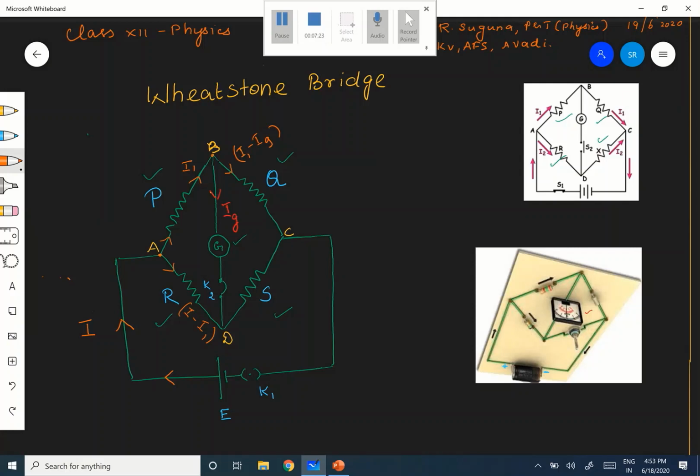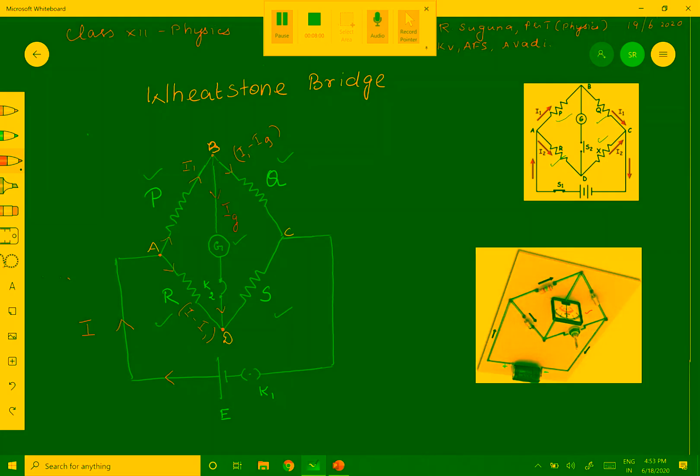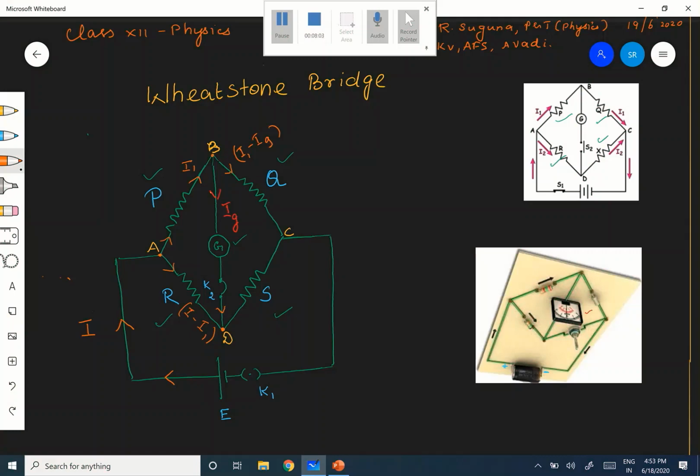Now, one more branch is left. What is that? DC. At D, there are two currents passing towards D. What are they? I minus I1, and Ig. These two currents are actually flowing towards D. Therefore, that current is entering, it is moving towards D.